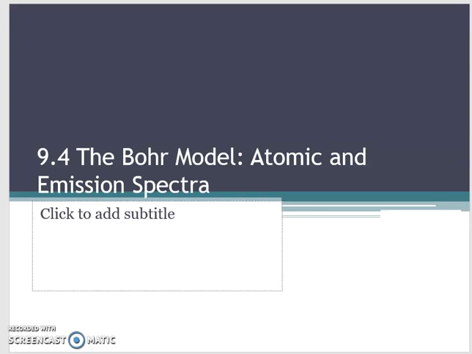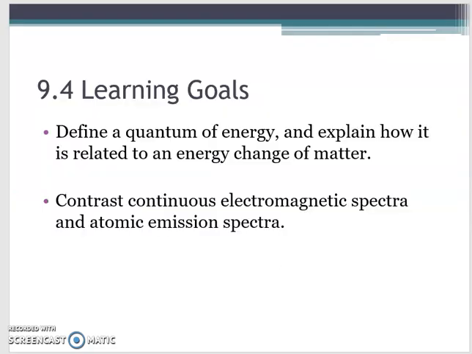So after looking at Planck and Einstein and how they looked at the quanta of light energy that we call a photon, and how energy from light is able to displace electrons in the photoelectric effect, now we have the Bohr model, which builds on both of these. The goal from looking at this would be to redefine that quantum of energy, explain how it relates to energy change of matter, and then look at atomic emission spectra and talk about why they occur.